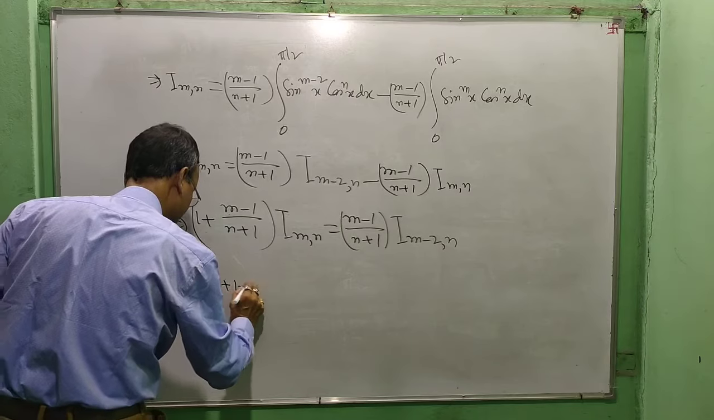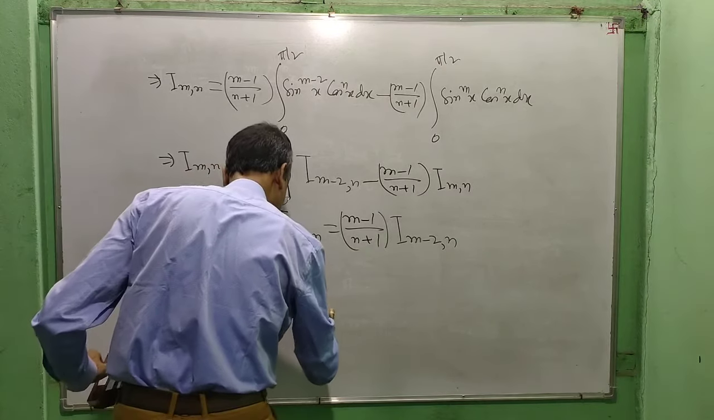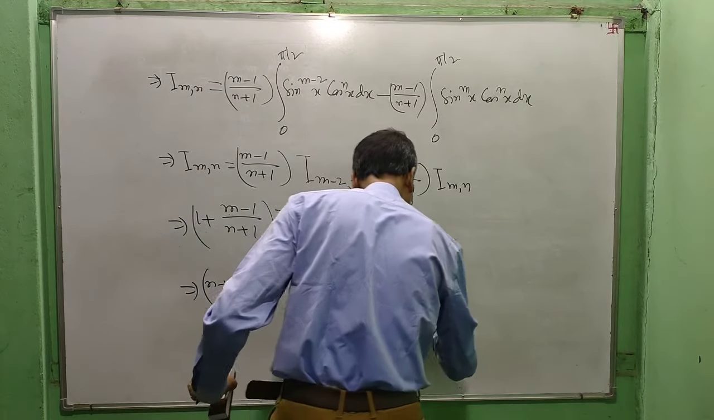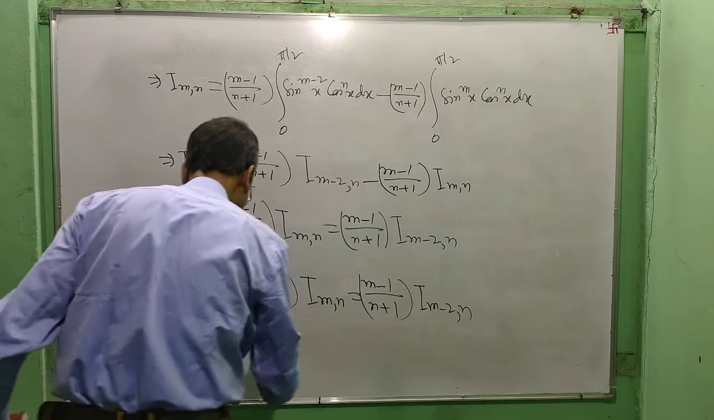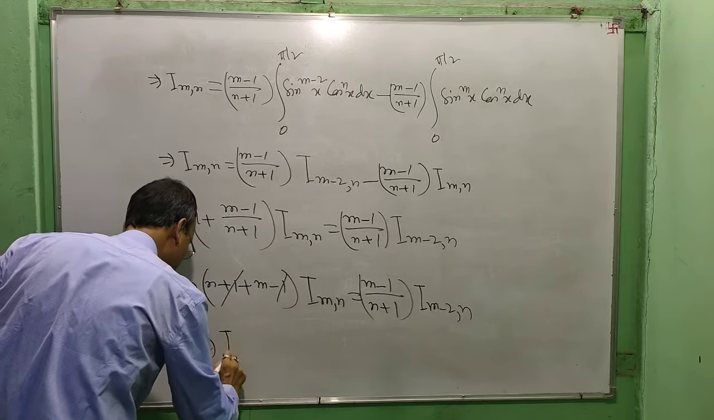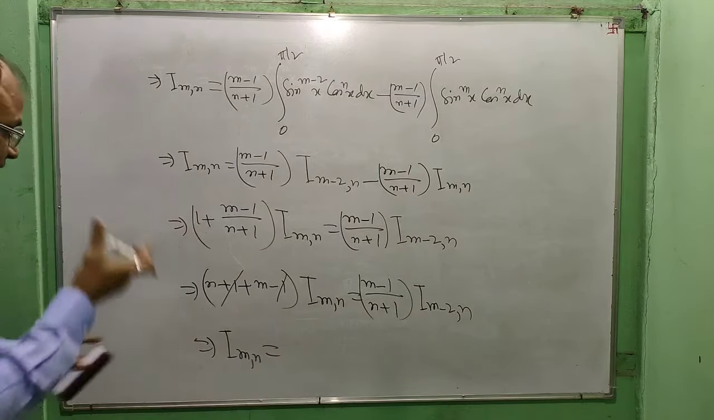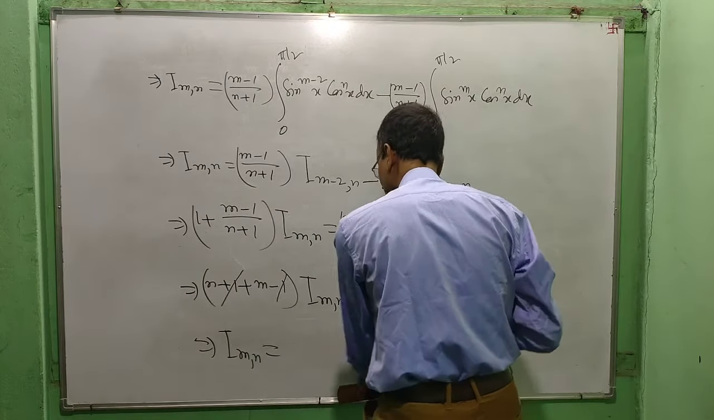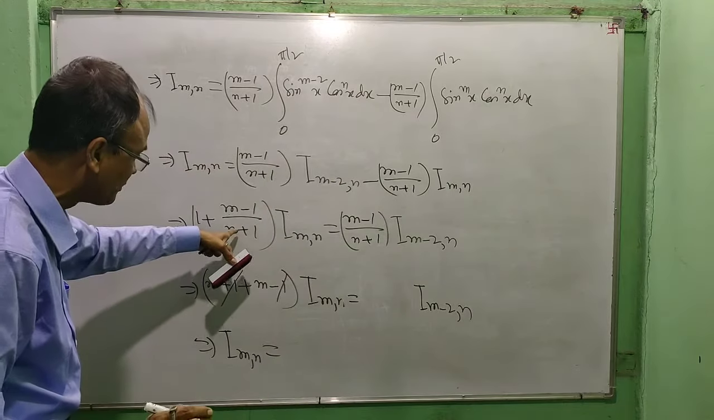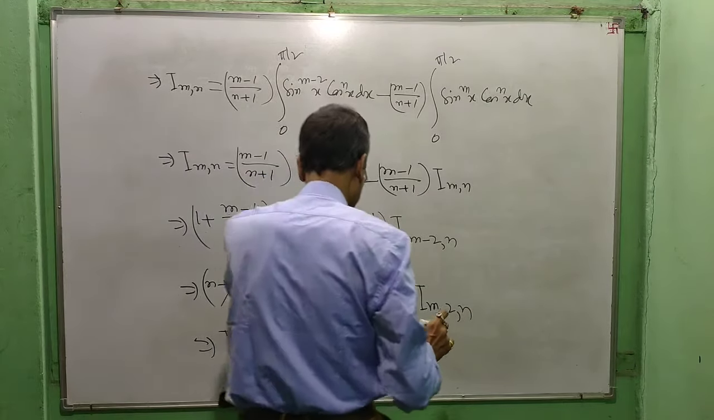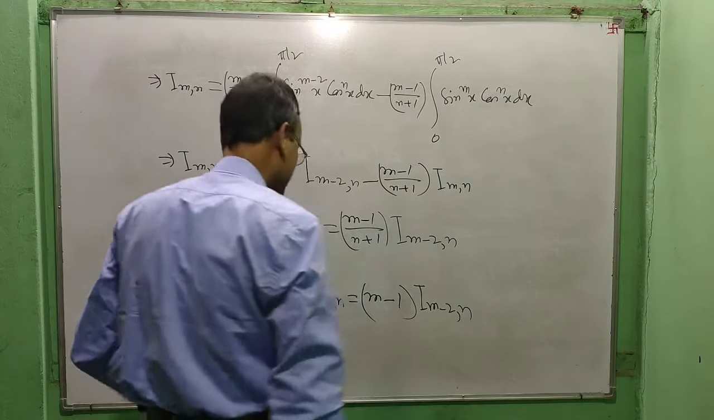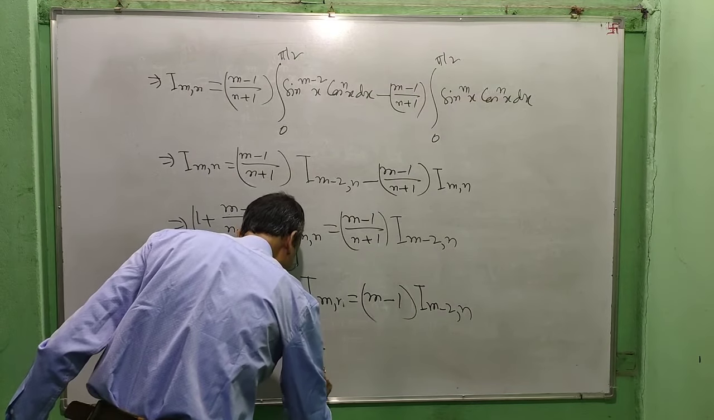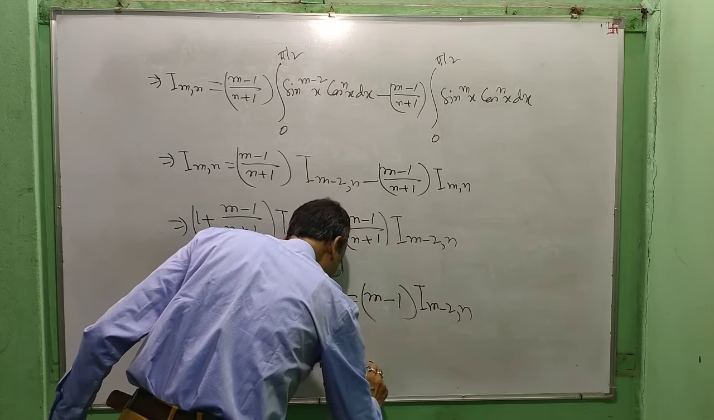Multiply both sides by n plus 1. I_{m,n} times n plus 1 plus m minus 1, the plus 1 minus 1 will be cancelled. This means I_{m,n} equal to, divide both sides by m plus n. We are multiplying both sides by n plus 1, so there will be no n plus 1 in the denominator. It will be simply m minus 1 into this. This is equal to (m minus 1)/(m plus n) I_{m-2,n}.